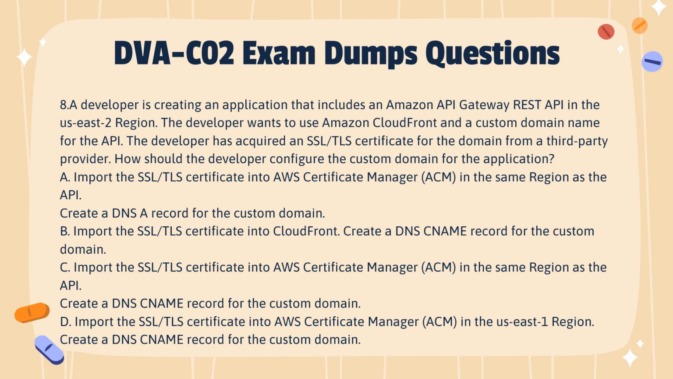A. Import the SSL/TLS certificate into AWS Certificate Manager (ACM) in the same region as the API. Create a DNS record for the custom domain. B. Import the SSL/TLS certificate into CloudFront. Create a DNS CNAME record for the custom domain. C. Import the SSL/TLS certificate into AWS Certificate Manager (ACM) in the same region as the API. Create a DNS CNAME record for the custom domain. D. Import the SSL/TLS certificate into AWS Certificate Manager (ACM) in the us-east-1 region. Create a DNS CNAME record for the custom domain.